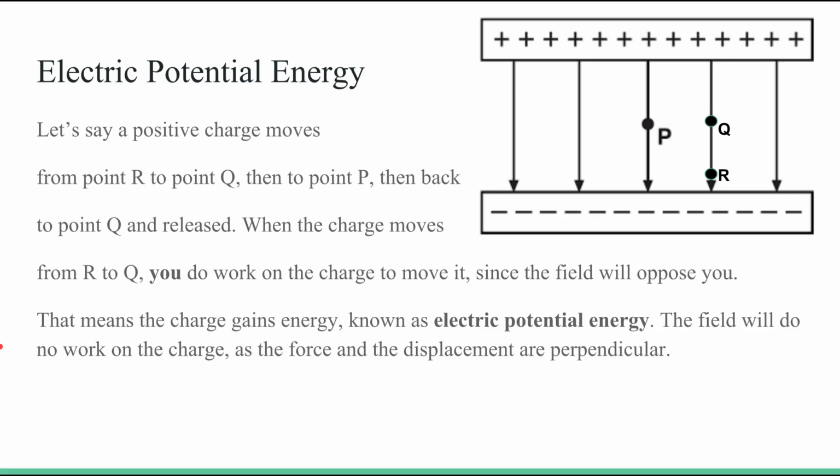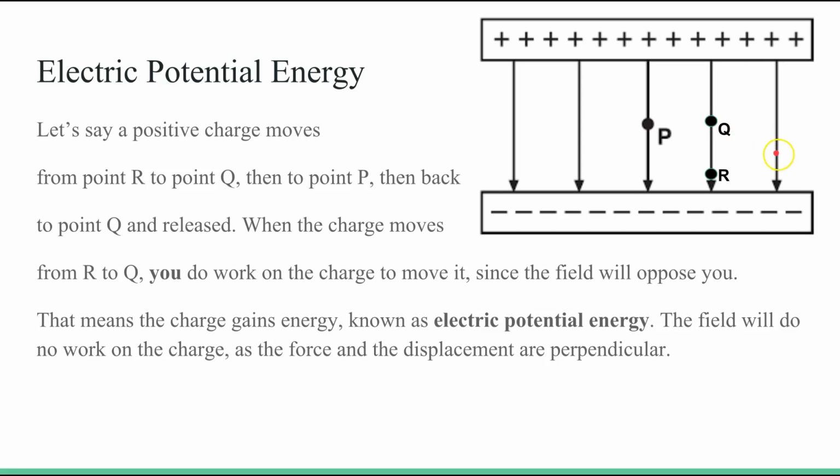So suppose we have two parallel plates. One thing to know about parallel plates is that they have a constant electric field. It's why we use parallel plates for our examples over here, for simplicity. And because they will be on the test, only parallel plates. So let's say a positive charge moves from point R to point Q, then to point P, then back to point Q, and then is released. So you do that process.